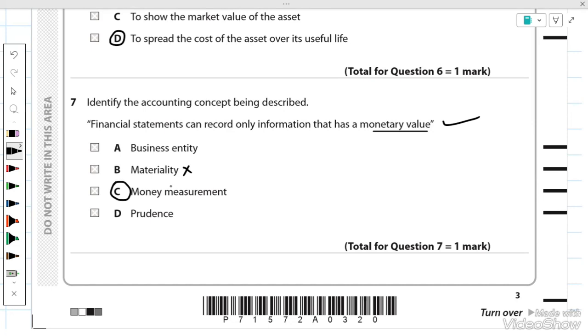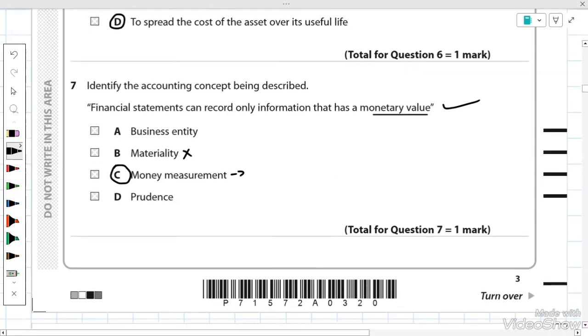Why is this right? Because the accounting concept of money measurement says that you should record only those types of things which have some monetary value. So if something has no monetary value, it means that you don't need to record it in your financial statements. So yes, the money measurement concept is the right option.